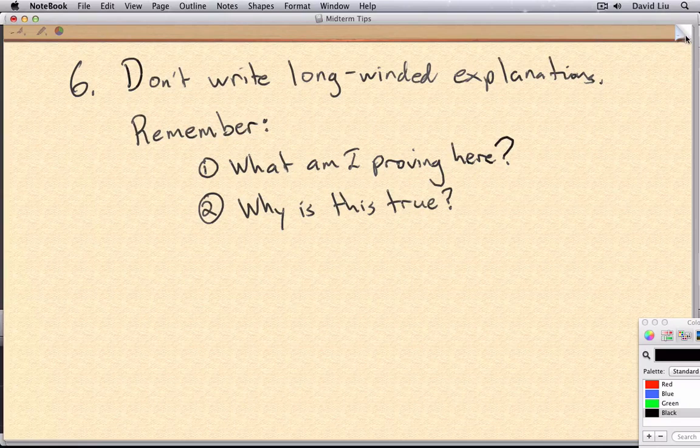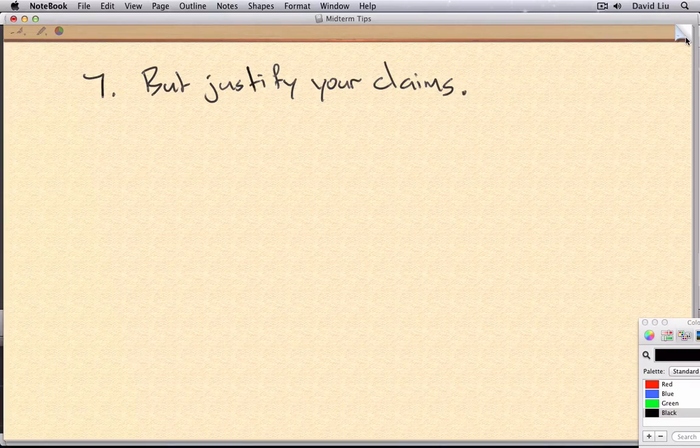But on the other hand, don't make your proofs too short. Justify your claims. Everywhere you use some reasoning that's not just basic math, say why your statements are true. If you ask yourself, why is this statement true, and it takes you longer than 2 seconds to think of the answer, you better write down that justification.